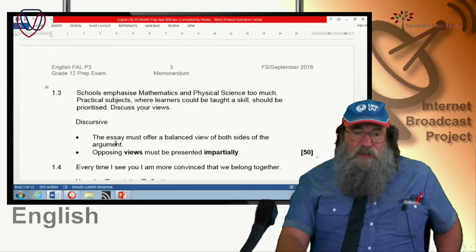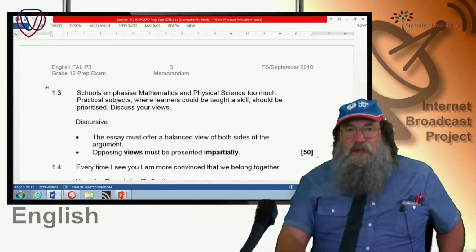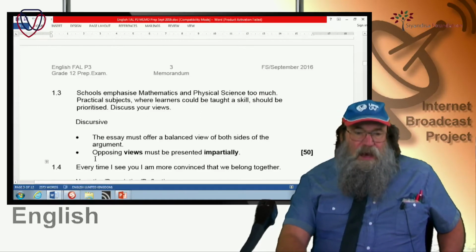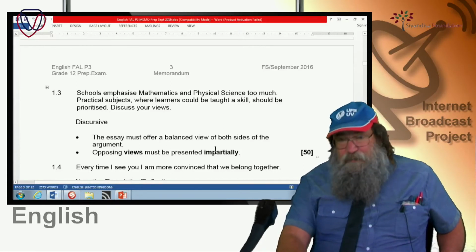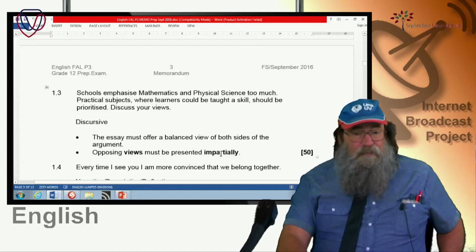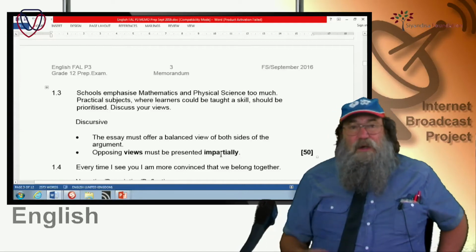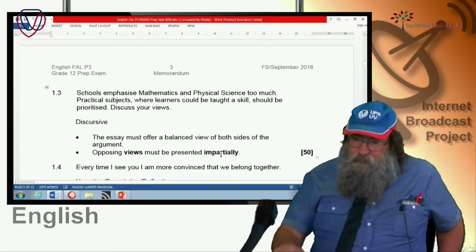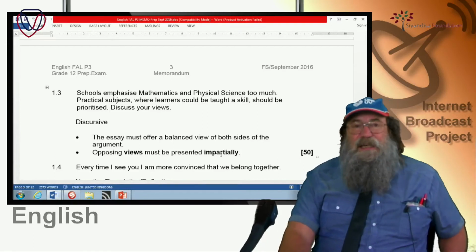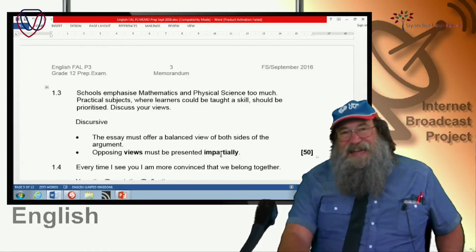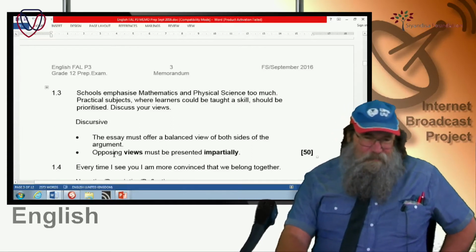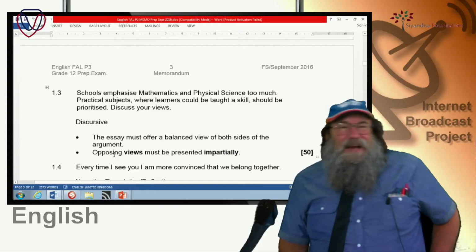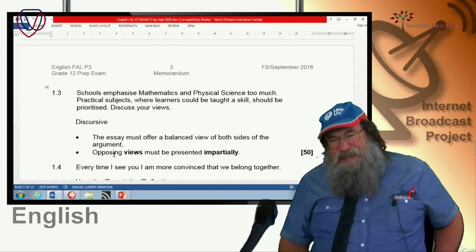Objective. In other words, you're not stressing your own point of view. Opposing views must be presented impartially, all right? You mustn't have a view one way or another. This is when you are basically presenting both sides of a debate. Okay, good. Oh, and look what we come up to now, the romantic one.